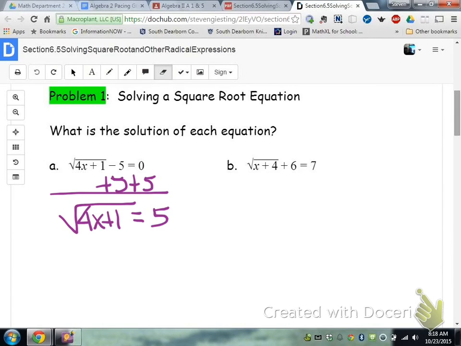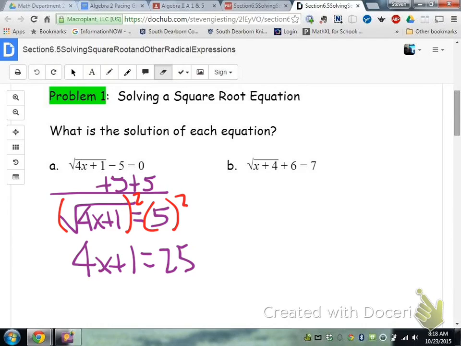We need to raise both sides to a power to get rid of the radical. So what power should both sides be raised to? Correct. Because it's a square root, which is an index of 2, we're going to square both sides. And if we square a square root, well, we simply get the radicand of 4x plus 1. 5 squared, of course, is 25.